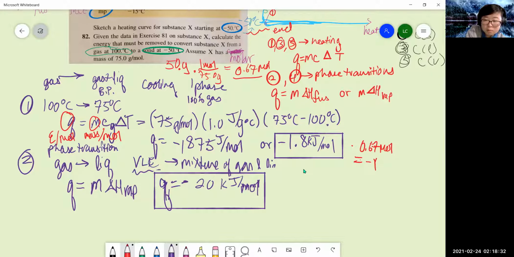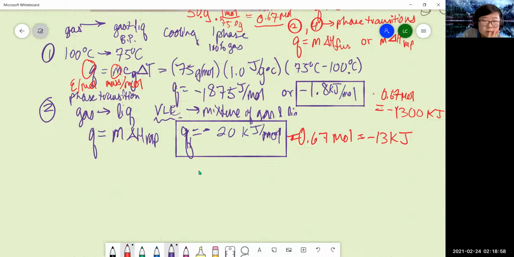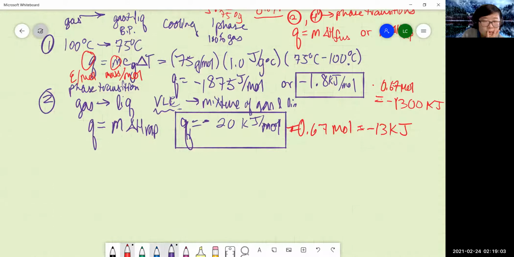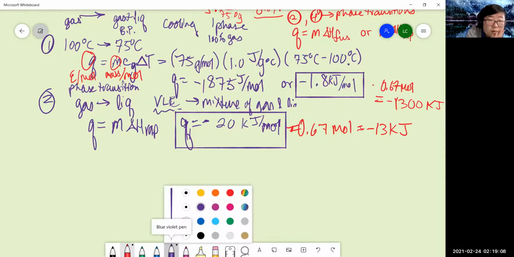You would get this, 1300 kilojoules. And then remember, keep everything in kilojoules or all in joules, keep it consistent. And then you would multiply 0.67 moles and you would get negative 13 kilojoules. So you can do it that way, and that way you multiply the moles to get this. And then you would continue doing this. I'm not going to show it for all of it.